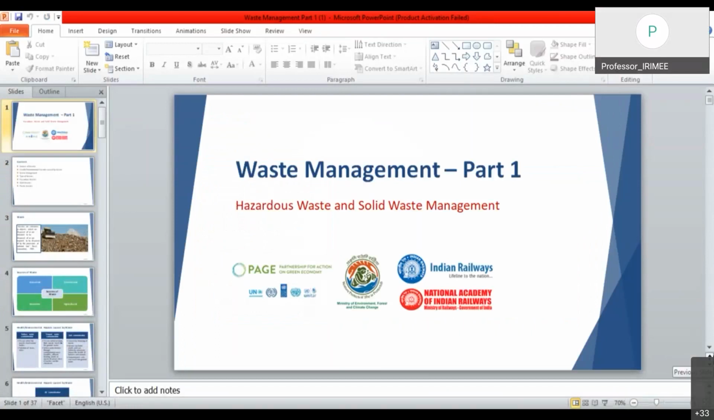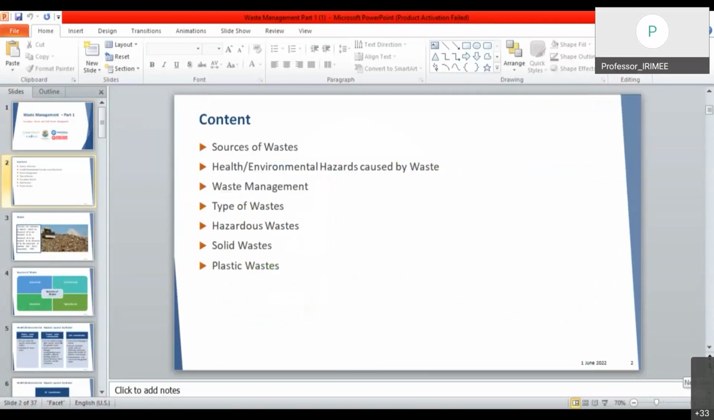In this session, we are going to discuss solid waste management and technological applications for conversion of waste to energy. In this particular presentation, we are going to cover sources of waste, health and environmental hazards caused by waste, then waste management, types of waste, hazardous waste, solid waste and plastic waste.